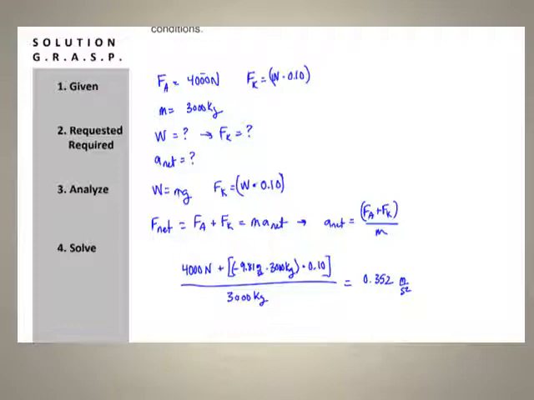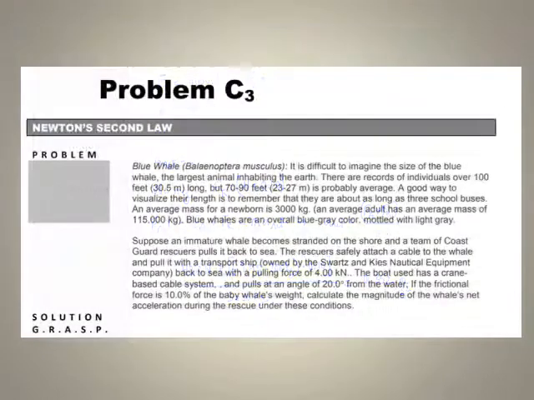Okay, let's move on to the third problem. Okay, here's the third problem. The third problem is about the blue whale again, one more time with just one more layer of complexity. So, what do we have here? We have a pulling force. You can read all of this, and again, you could pause right now and actually go ahead and solve it and then come back and watch the rest of the solution to figure out what's going on.